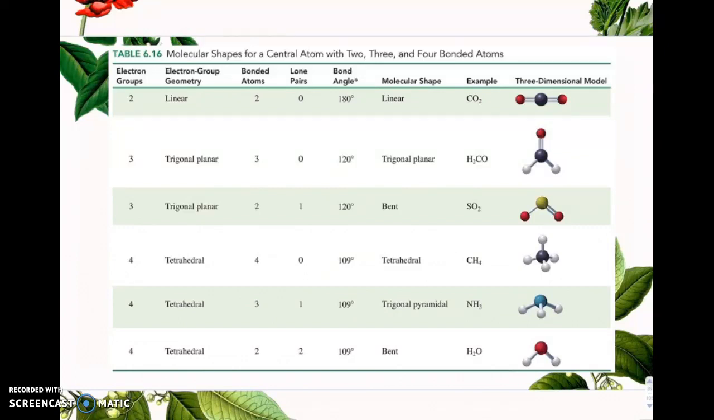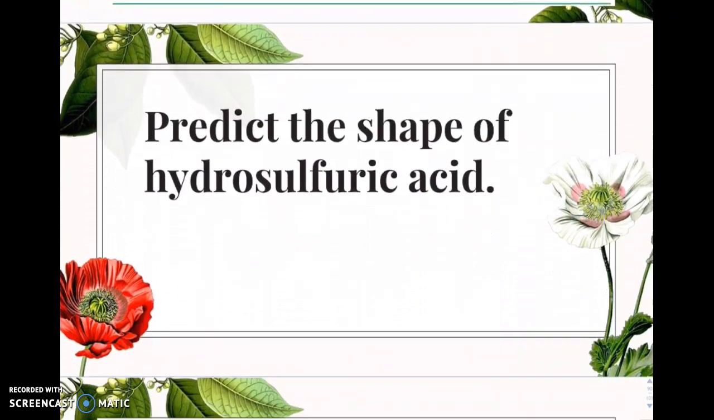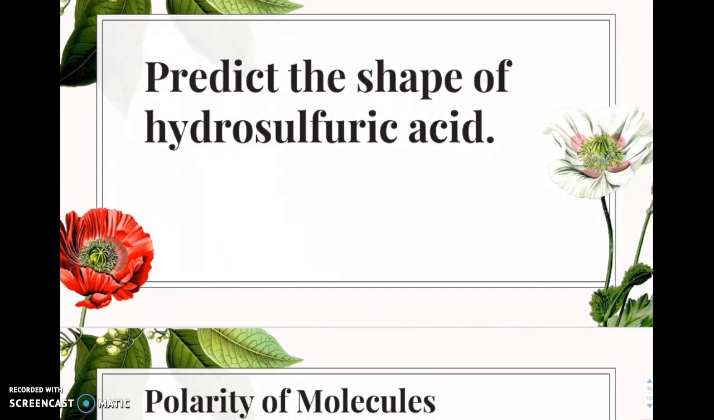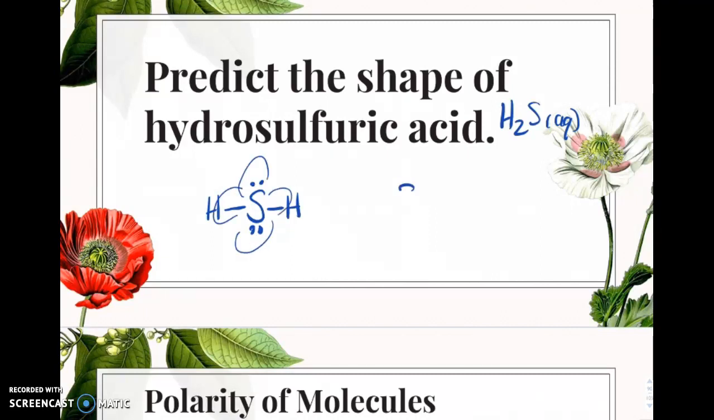Look around the central atom for all of these. And then you have some examples here. Okay, so hydrosulfuric acid. Let's draw the Lewis structure. So pause if you want to and then catch up with me. I'm going to draw the Lewis structure like this. Hydrosulfuric acid is H2S aqueous. Okay. I've got 1, 2, 3, 4 electron groups, so I'm going to maybe draw it in what I would think would be like a tetrahedral kind of shape.